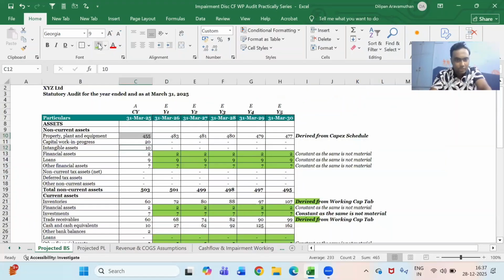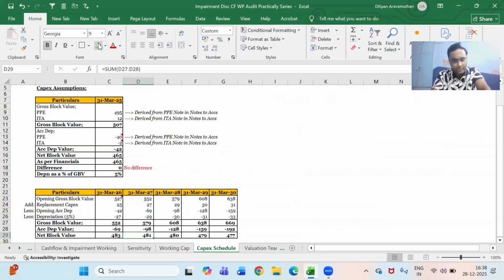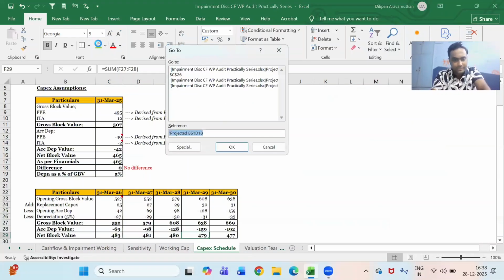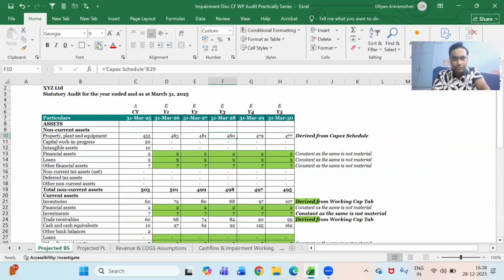That's it. Now coming to our balance sheet. In our balance sheet, let's see whether the linking has been done fine. 483, it's linked 483, 481, 480, 479, 477. Perfect. It's been done and dusted perfectly.